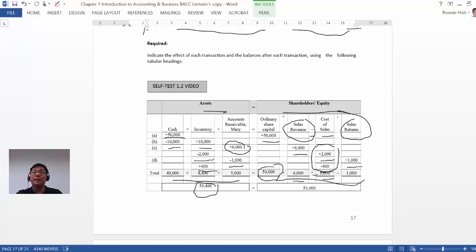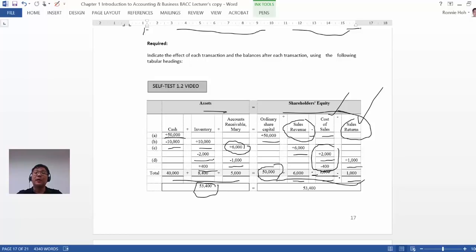But when it comes to cost of sales and sales return, they, instead of increasing shareholders' equity, will reduce them. Why? Because expenses and sales returns would reduce profit, and therefore in turn will reduce shareholders' equity. That's why it's a negative sign. So please take note, yeah? Expenses and contra revenue, which is basically an account that reduces revenue and therefore in turn reduces profit, would therefore reduce shareholders' equity. That's why you put a negative sign.